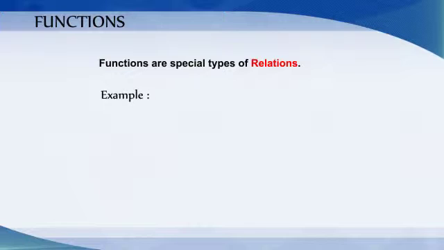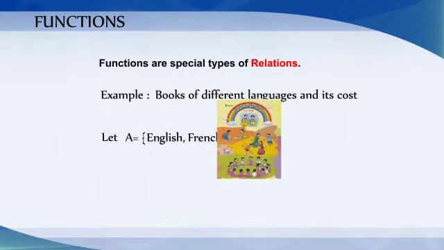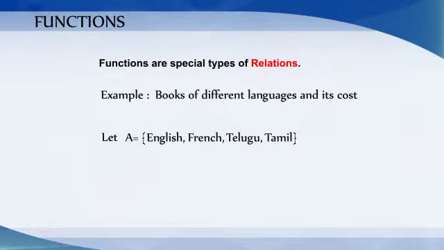Functions. Functions are special types of relations. Let us consider an example of books of different languages and its cost. Let A be the set of English, French, Telugu and Tamil books, and let B be equal to 50, 75, 35, 40, 100, 85 and 73 rupees.